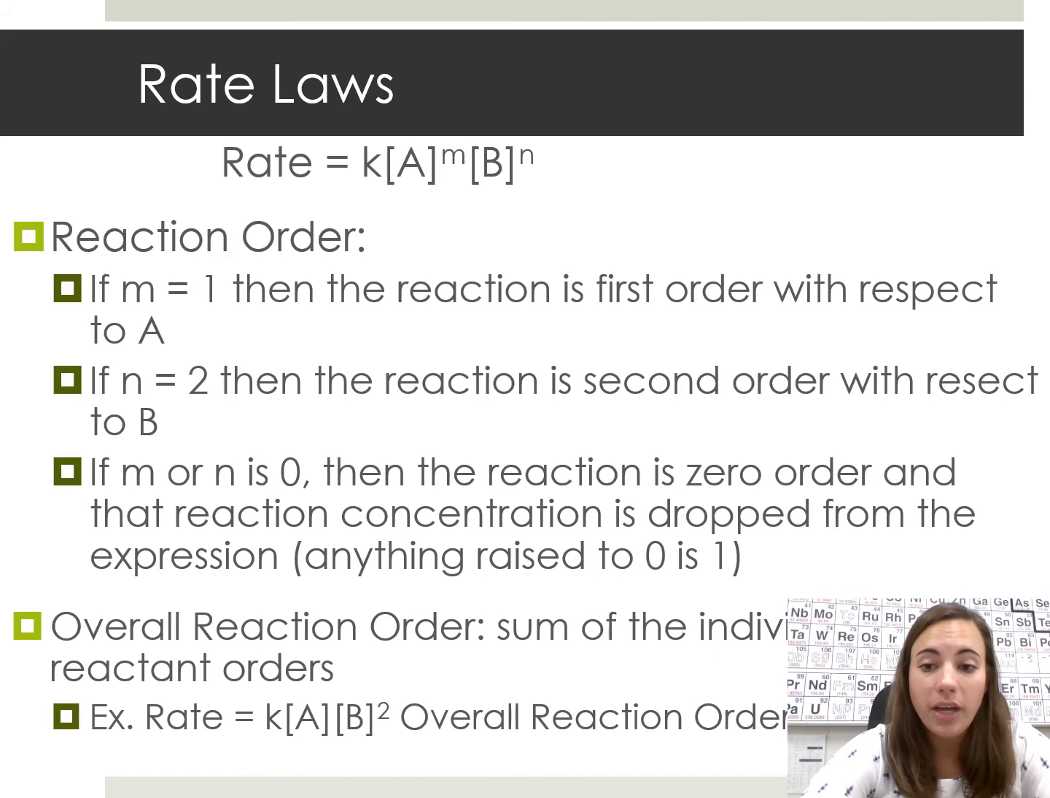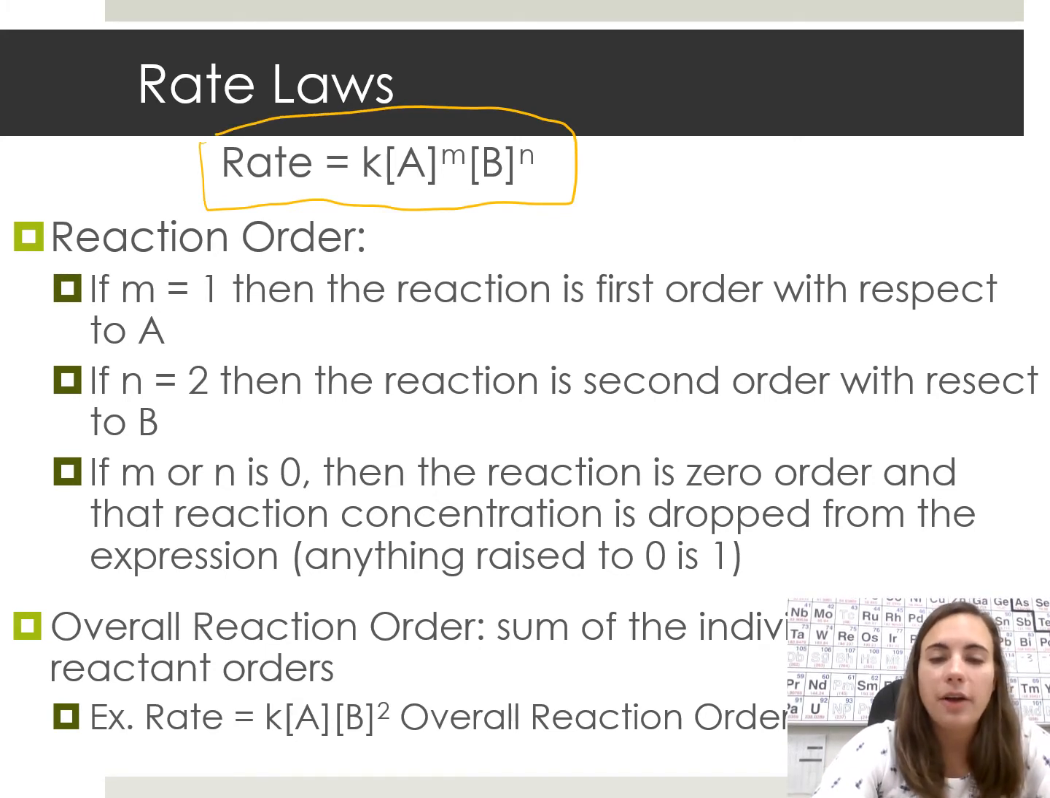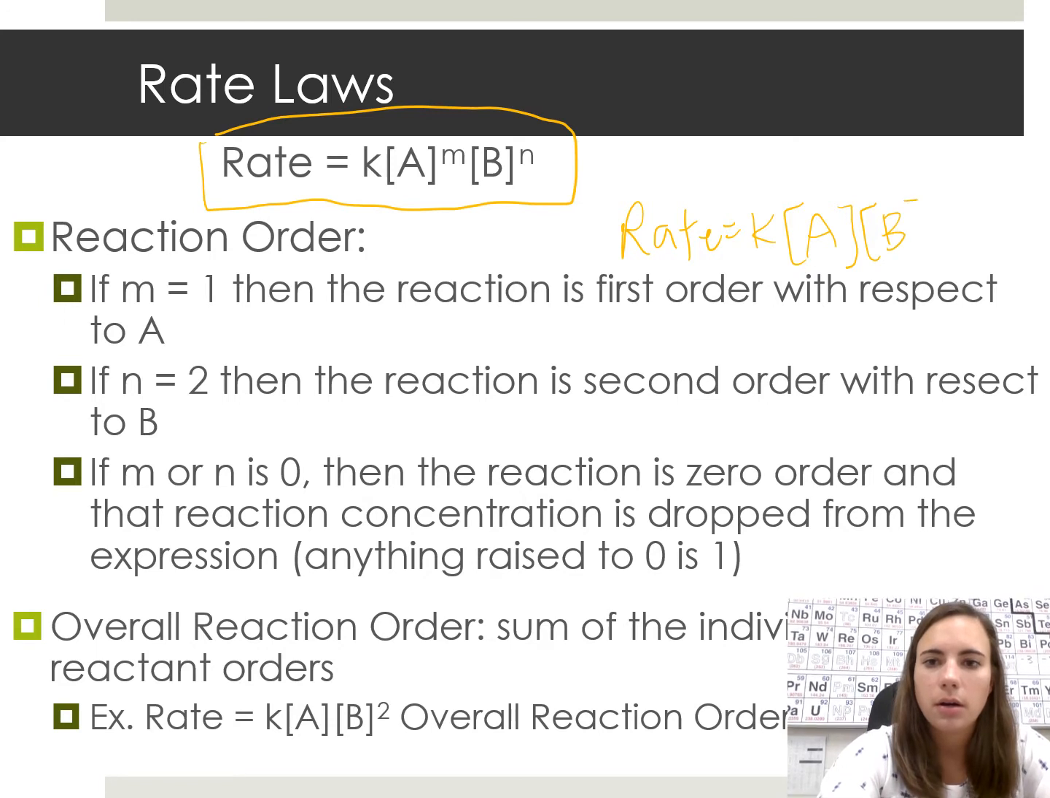So this is how we interpret a rate law expression. So again, this is a general expression. Once we figure out the orders, we can plug in exponents. So if m were 1, then the reaction is first order with respect to A. So whatever I did to A, I would do the same thing to the rate. If n equals 2, then the reaction is second order with respect to B. So then my actual expression here would be rate equals K. We said A was first order and B was second order.